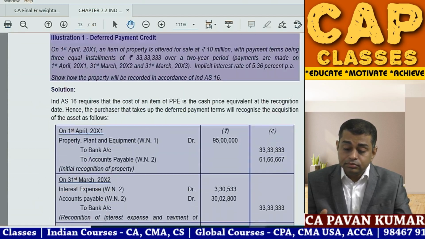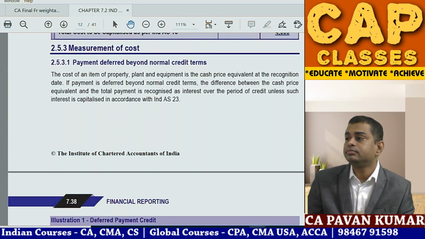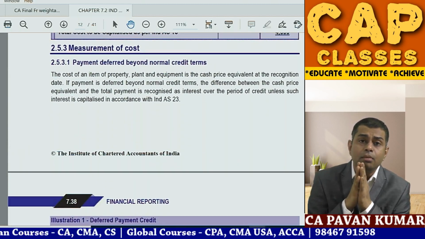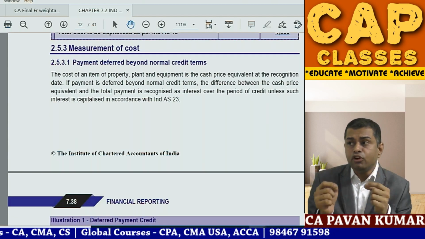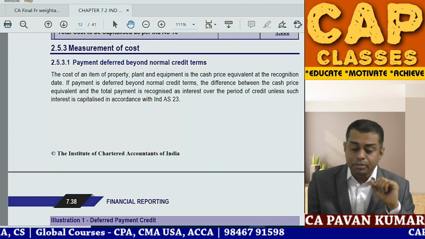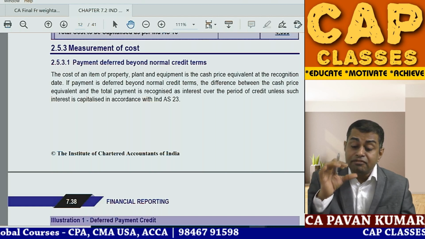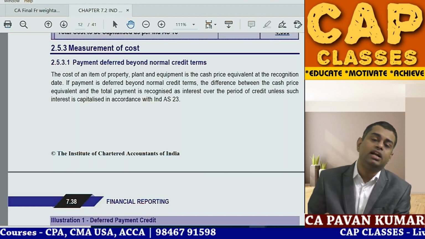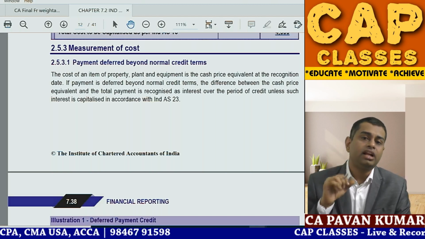Okay. This is the problem. Deferred payment credit. This is going to be our problem number 1 in this batch. The first problem we are seeing. So before that, let us try to read the principle and understand what it is. Read the para. What is the situation? Payment deferred beyond normal credit terms.